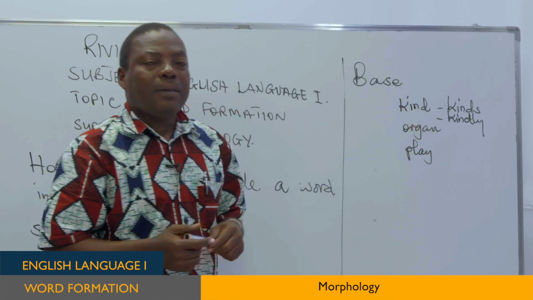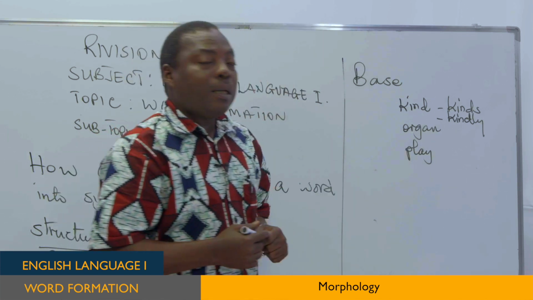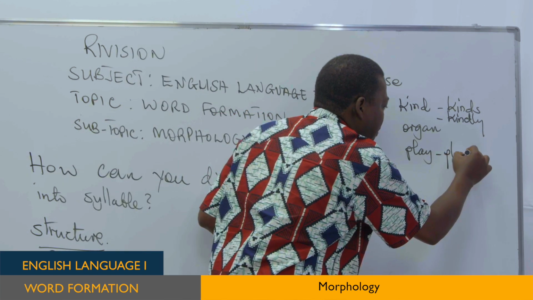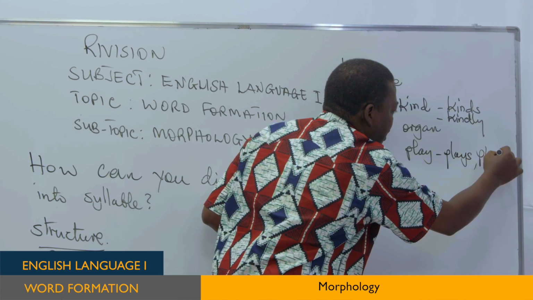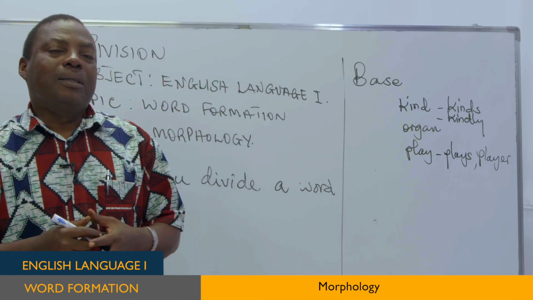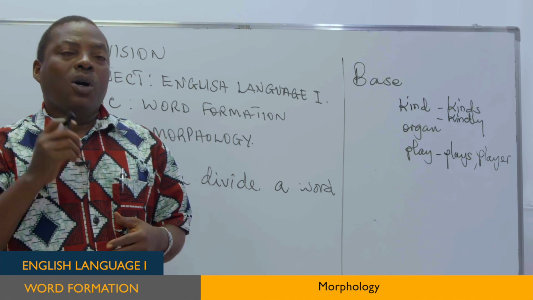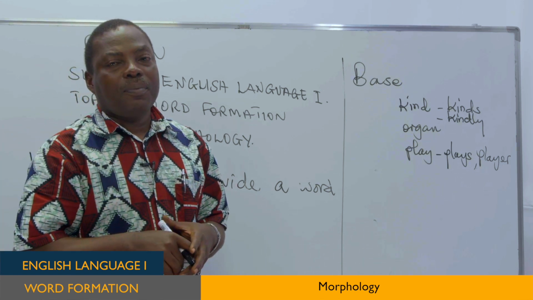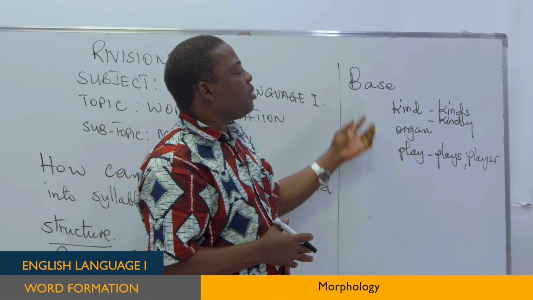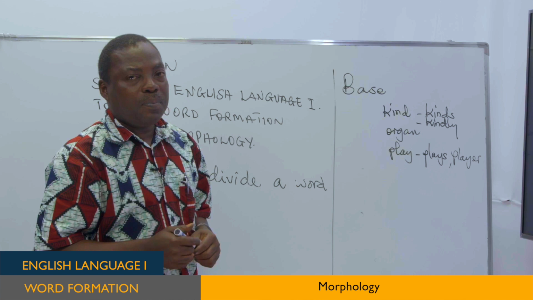The word organ is also a base. Similarly with the word play, where at this point you can have plays, you can talk about player, you can talk about played, and many more other attachments. Organ, you can talk about organs, organization, organize, and so forth. So as long as we have a word being able to accept inflectional and derivational, that word becomes a base.